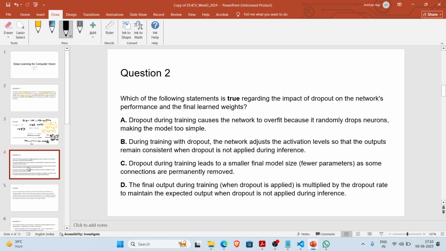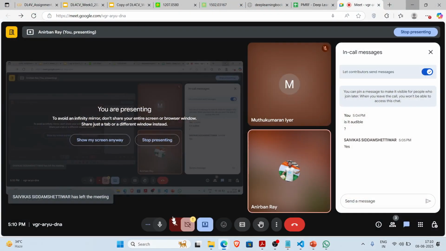Okay, moving on. The next question is on dropout. Dropout is one technique developed by Geoffrey Hinton for robust neural network training. To understand this question, first let's look at the dropout paper.